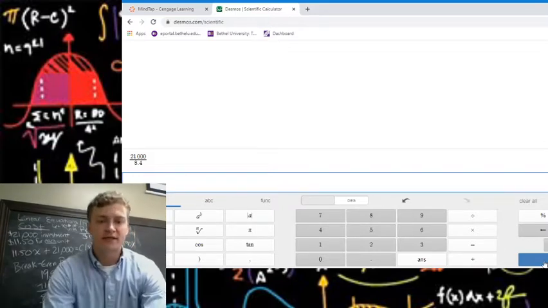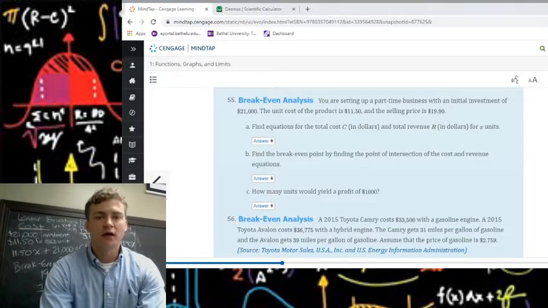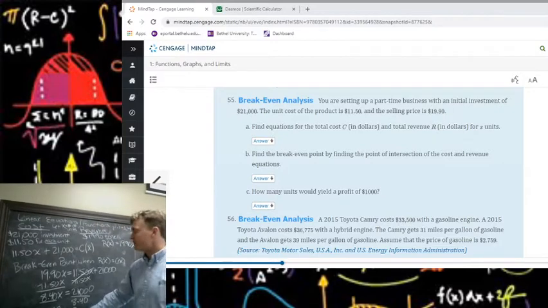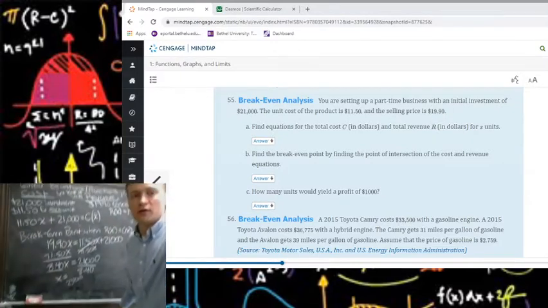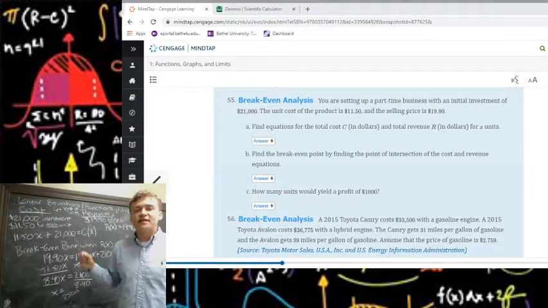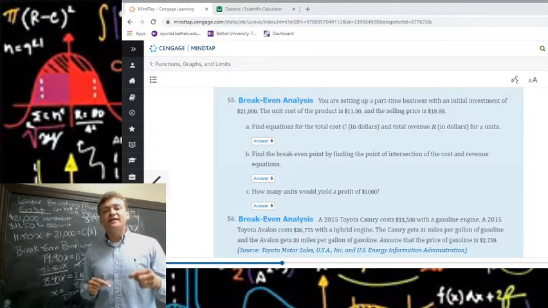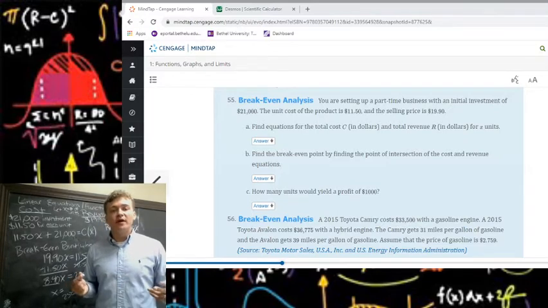But I'm going to go ahead and minimize this here. But what does that mean here for us? X equals 2,500. That's the number of units. So that tells us we must sell 2,500 units in order to break even. If we sell less than 2,500 units, we will lose money.